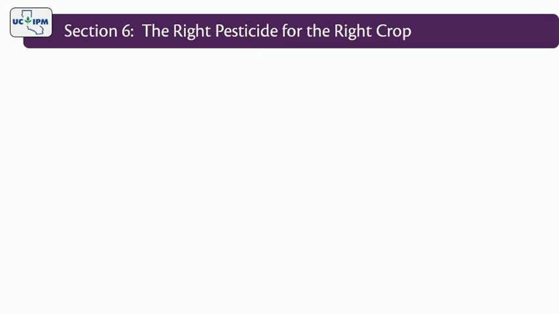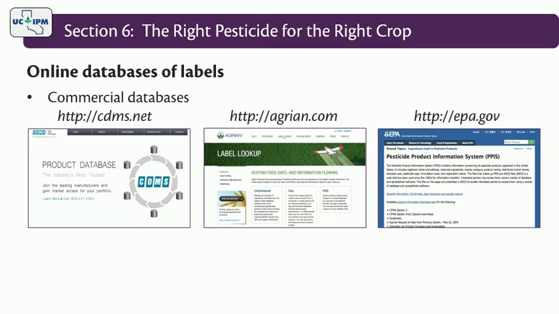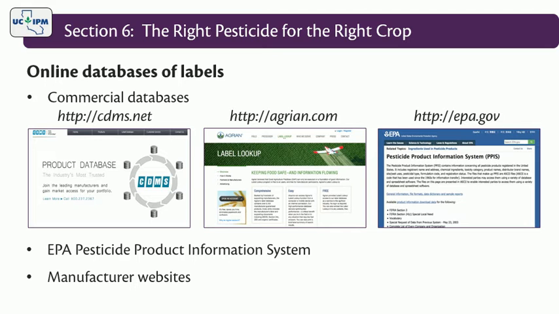Even if you've used a given pesticide in the past, make sure you have an up-to-date label, as EPA may occasionally change labels. There are some online databases where you can check for current labels. They include commercial databases, the EPA Pesticide Product Information System, PPIS, or the manufacturer's websites.